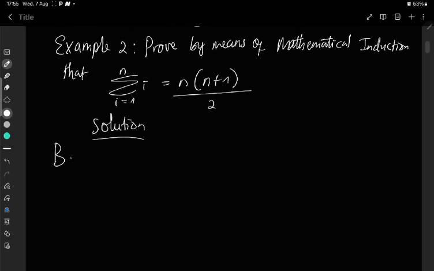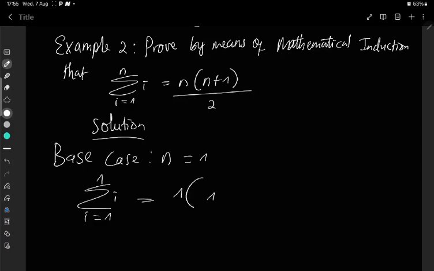As usual, we begin again with our base case. In our base case, we assume that n is equal to 1. Anywhere you see n in this formula, we replace it by 1. So we have the sum of i, with i beginning from 1 to 1, equal to 1(1 plus 1) all over 2.